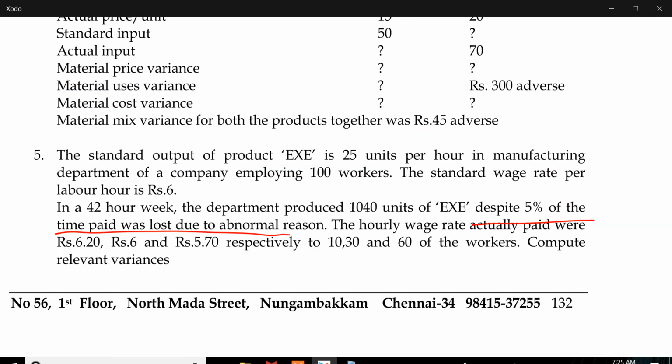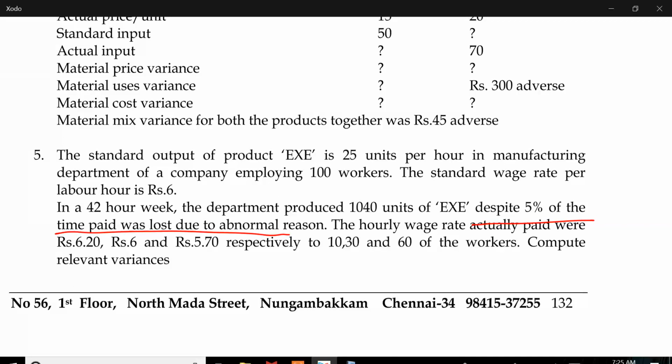What rate they have paid? 6.2, 6 and 5.7. I have to take a weighted average of this in the calculator. 6.2 into 10 workers equal to M plus. 6 into 30 equal to M plus. 5.7 into 60 equal to M plus. Few workers are getting 6.2, few workers are getting 6, few workers are getting 5.7. I have to take a weighted average. I cannot take a simple average. I would have taken a simple average if it's 1/3, 1/3, 1/3.